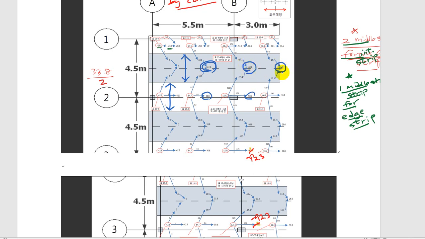So what you can do is design the rebar for these moments and divide that by the width of the middle strip. Okay, and designs are easy. We learned from RC1. We designed this based on beam theory.